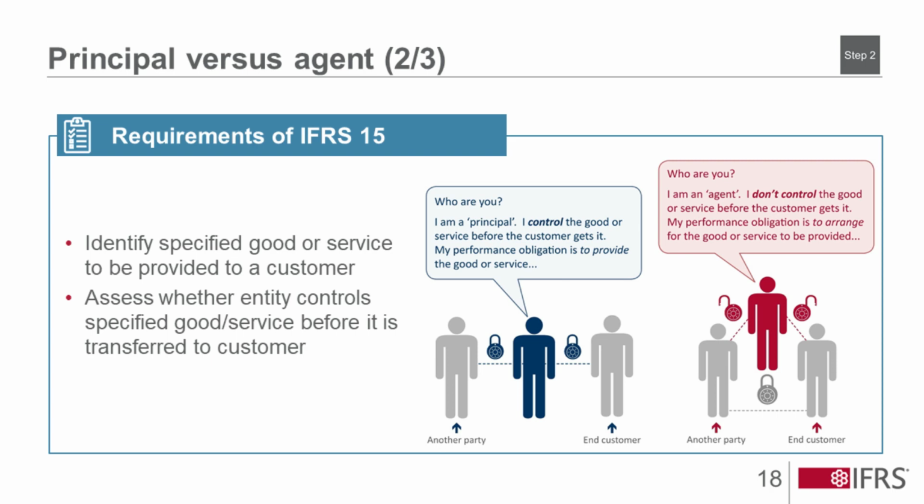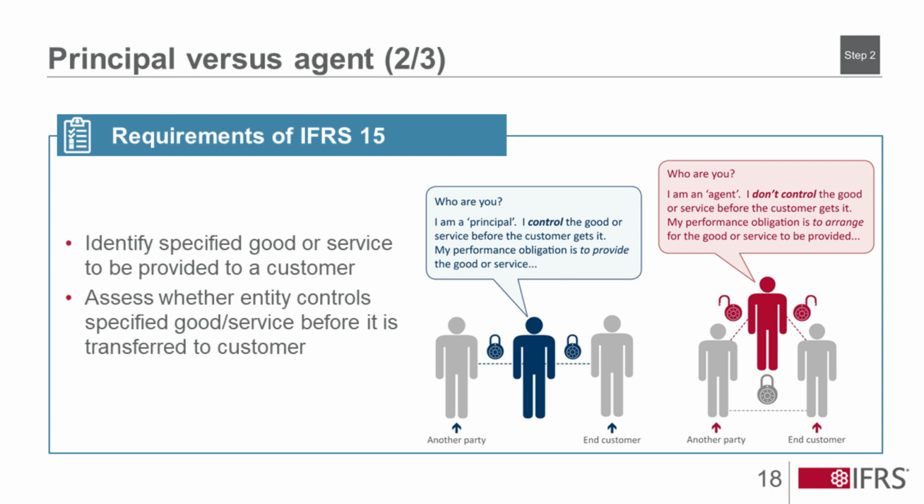Secondly, the entity assesses whether it controls the specified good or service before it is transferred to the customer. Now, continuing the example of the travel company, if the travel company can direct the use of the tickets, that is by selling them to customers or using them internally, etc., the travel company is a principal and recognizes revenue from the sale of tickets and not just the commission included in the price of the ticket. IFRS 15 provides some indicators to help entities assess whether the entity controls the specified good or service before transferring to the customer. So with that, I'll now pass over to Anne for the potential research opportunities on this topic.